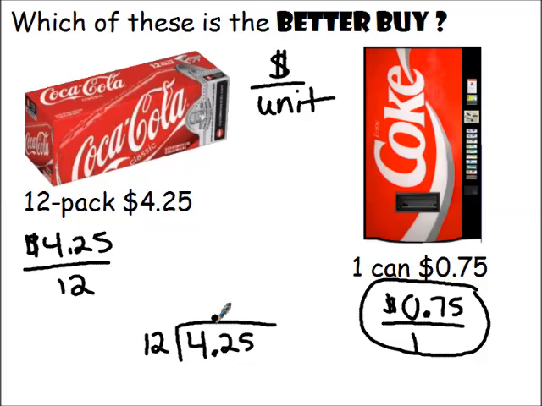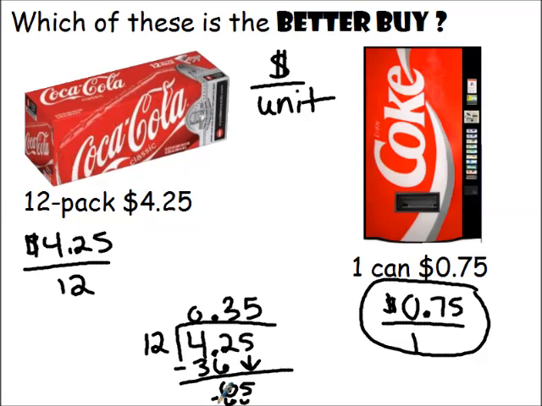12 does not go into 4. It does go into 42 3 times, which is 36. And then we subtract and get 6, putting down a 5. And we know 12 goes into 65 5 times, which is 60. And we'll keep going, and the number will continue to go on.